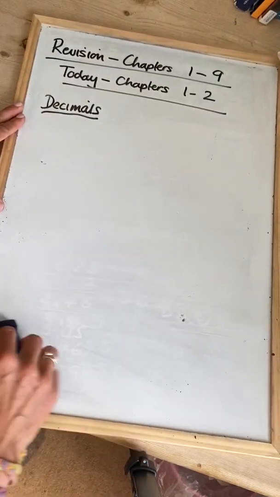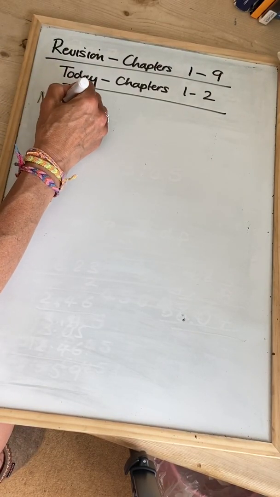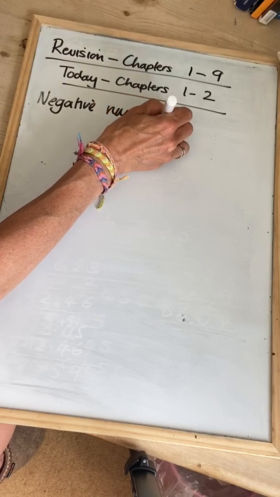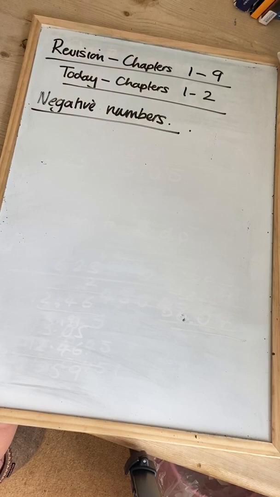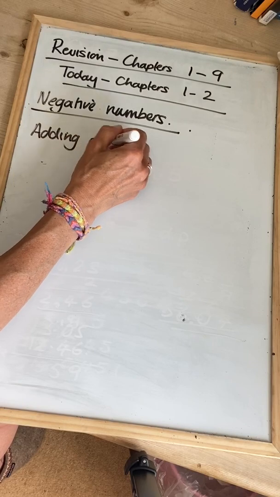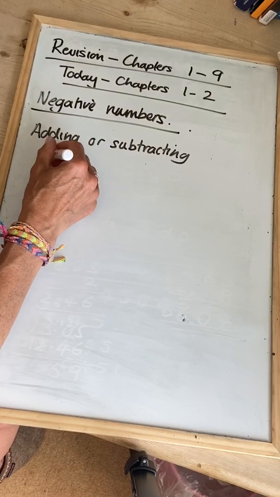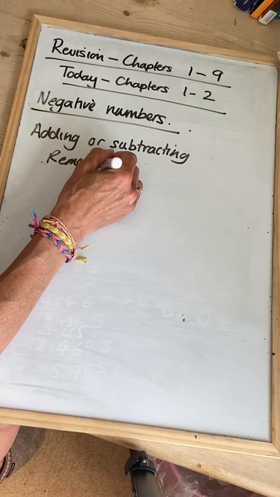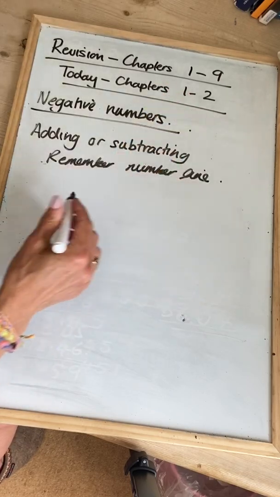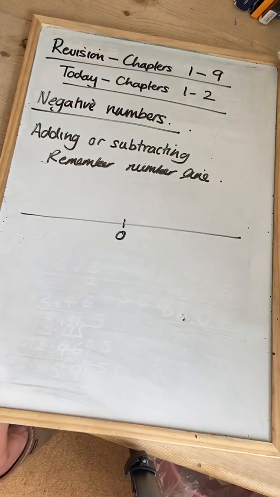And then the last thing in chapter 1 is negative numbers. And you just need to remember the rules for working with negative and positive numbers. So the rules. If you are adding or subtracting, all you do is move up and down the number line. Okay, so remember the number line. So here's my number line, and here's 0 on it.